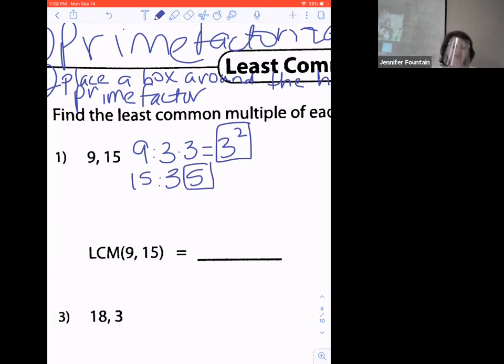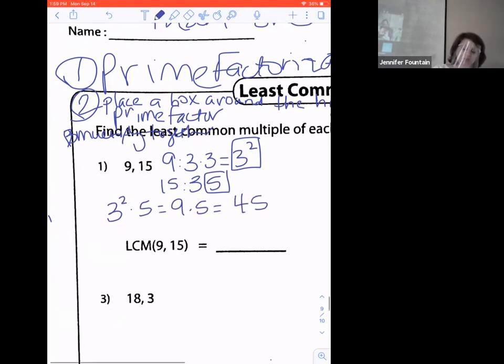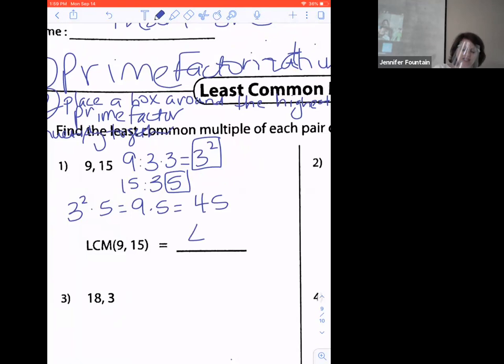So now what I've got to do is for step 3 of this, I need to simplify, or I'll just go ahead and put multiply together. So now I've got 3 squared times 5. What is 3 squared? 3 times 3 is 9, and 9 times 5 is 45. So the least common multiple of 9 and 15 is 45.